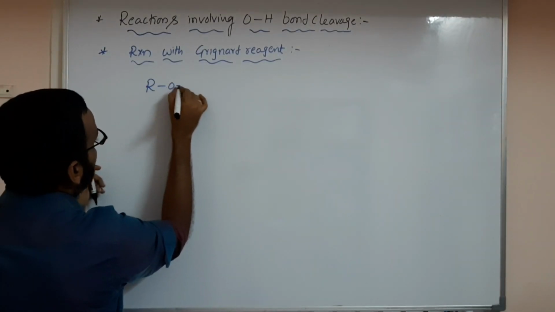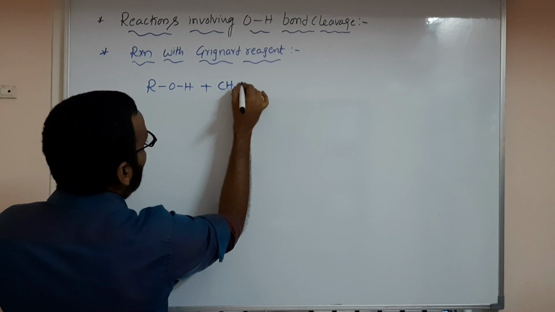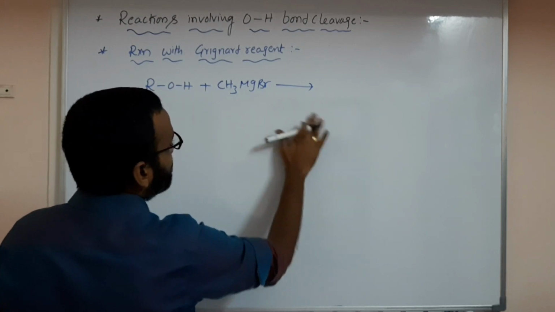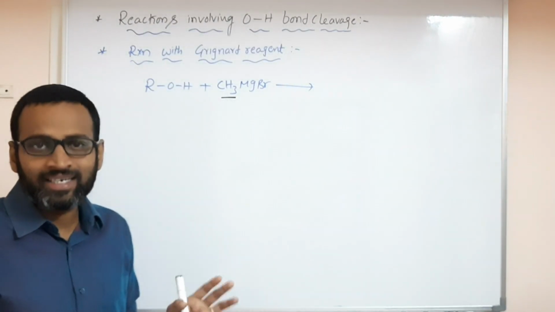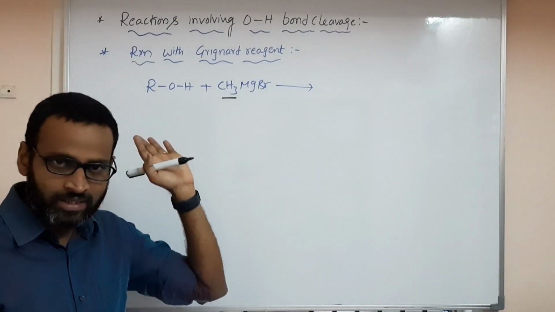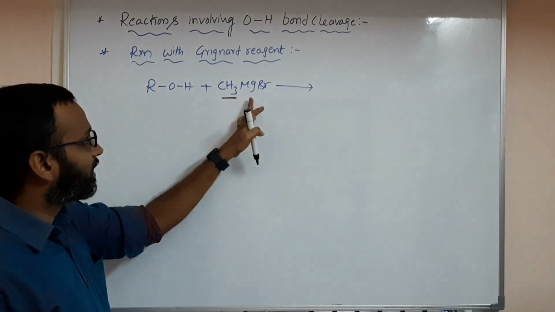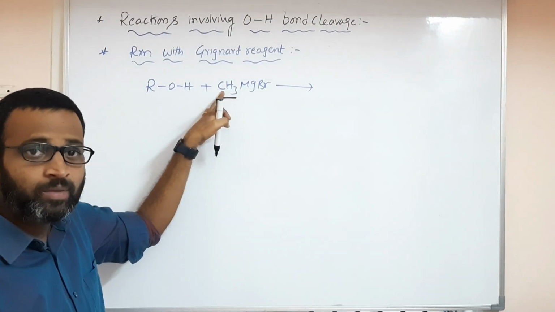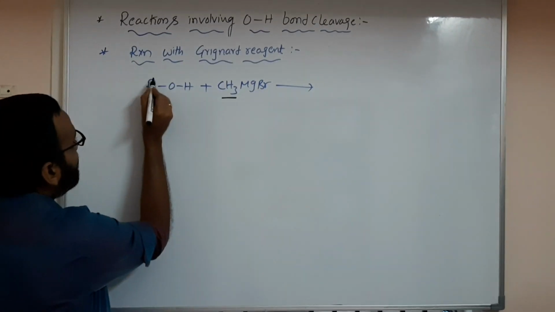So ROH, when you are treating it with CH3MgBr, here only one thing you have to remember. What is that? In the Grignard reagent, what alkyl group do you have? With that number of carbons, the alkane is the product, remember. Whatever the alcohol, that is unnecessary for you, even if it is a phenol or whatever. In the Grignard reagent, how many carbons are there? With those many carbons you will have the alkane. This is the most important thing. That means this R is unnecessary for us.